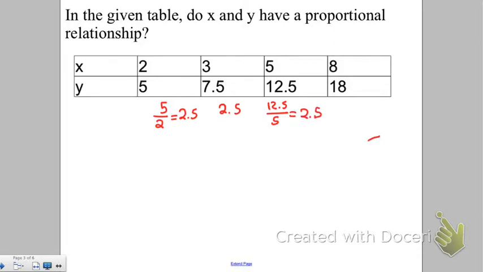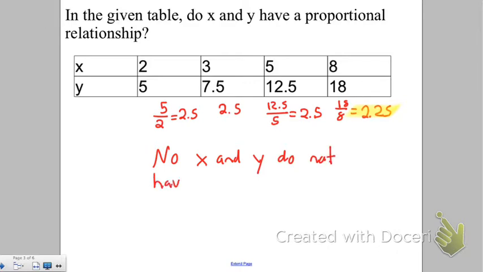18 divided by 8 is equal to 2.25. Since one of them was different, 2.25 is different than the others, no, x and y do not have a proportional relationship.